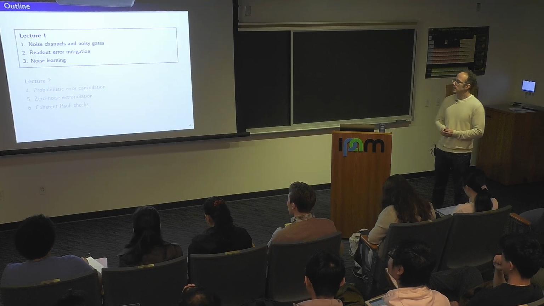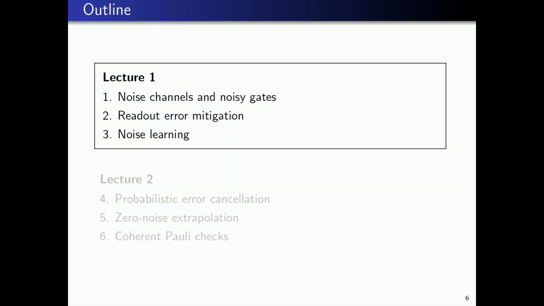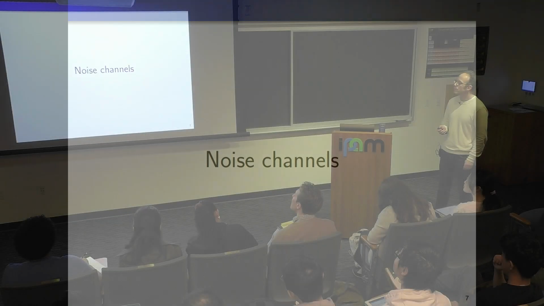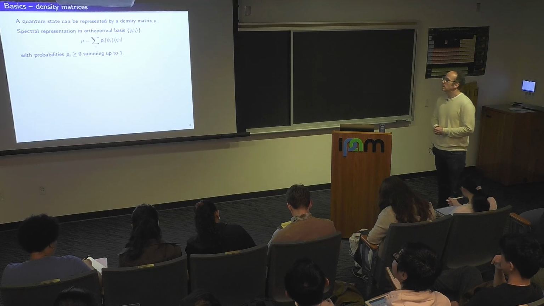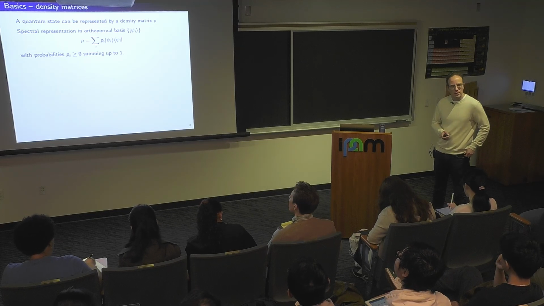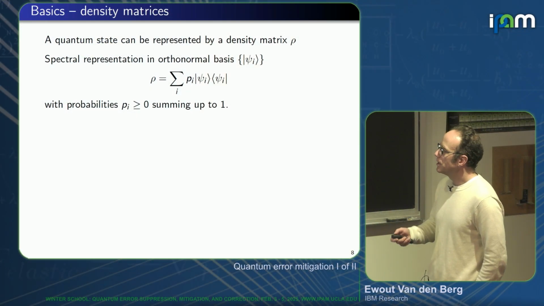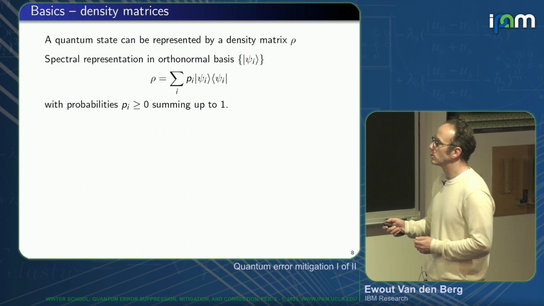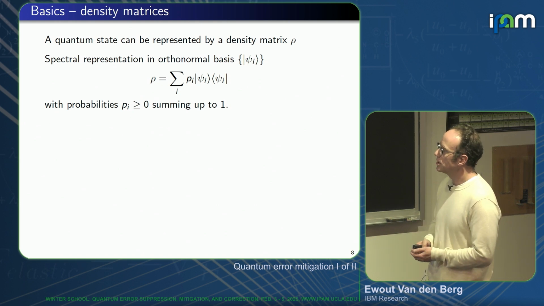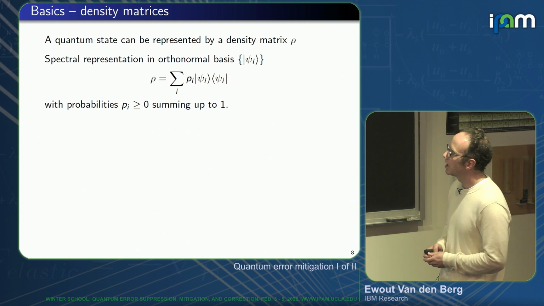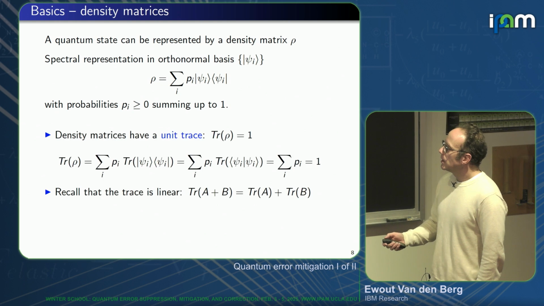Okay, so let's look at the first part of the lecture then: noise channels, noisy gates, readout error mitigation, and noise learning. So we can represent the quantum state by some density matrix rho, and you can take a spectral representation with some orthonormal basis phi here. So you can write it as a sum of probabilities times these values. So they sum up to 1.